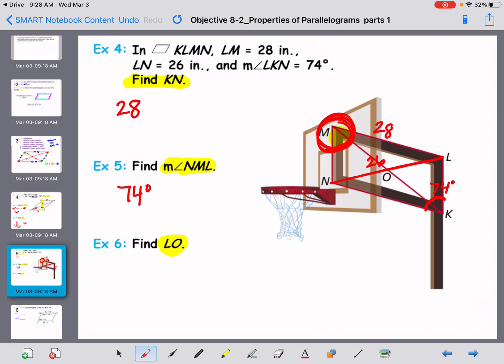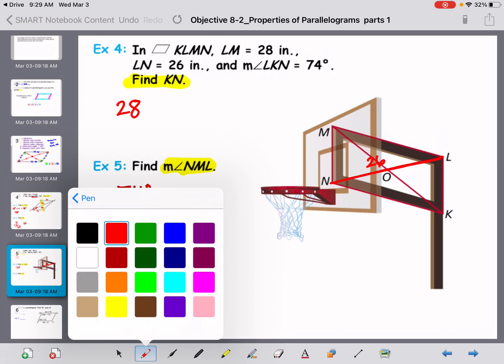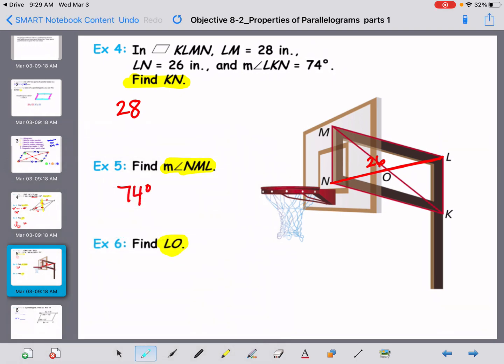And now, let's see, we've got to find LO. So let's clear out some things here that I don't need. LO. Let's see if this one will show up. LO is this piece right here. It's just one side.